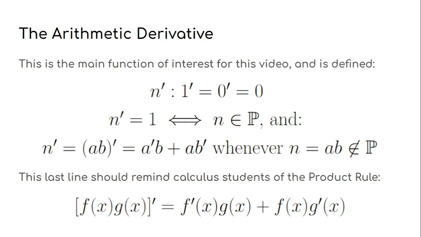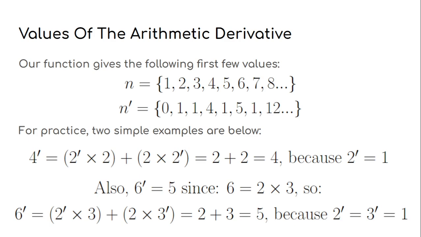As you can see, this is exactly the same as our rule, except our f of x and g of x are divisors of our original number n, as opposed to functions. And that's all the calculus required for this video. Using our definition, we can now list the values of the arithmetic derivative, and I will explain two of the more complicated examples below just for practice. For n being the natural numbers, we have n prime is 0, 1, 1, 4, 1, and so on, as you can see on the screen.